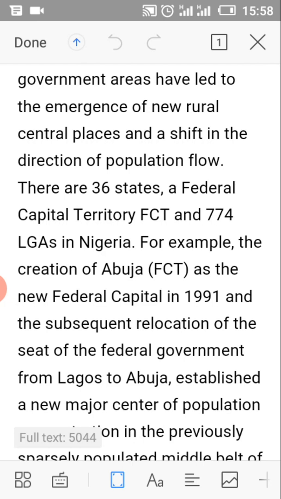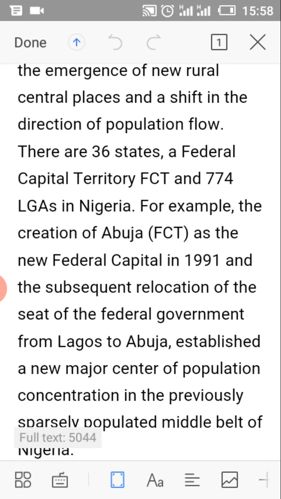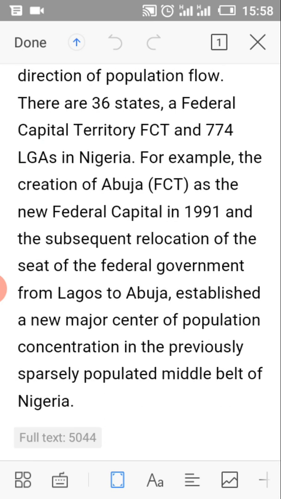For example, the creation of Abuja as the new capital territory in 1991 and the subsequent relocation of the seat of the federal government from Lagos to Abuja established a new major center of population concentration in the previously sparsely populated middle belt of Nigeria.